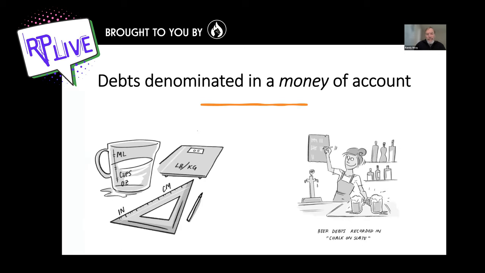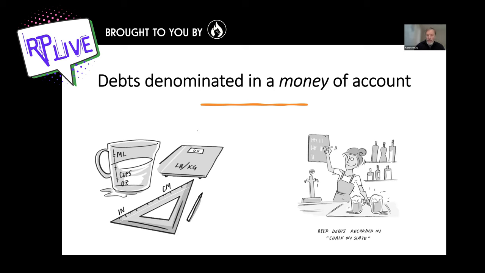So debts are denominated in a money of account. Now, we are used to having measuring units, and these are probably as old as humans. We have measurements for volume, cups, milliliters. We have measurements for weight, pounds, kilograms. And we have measurements for distance, length, inches, feet, centimeters, and so on. And then we keep a record of those measurements.